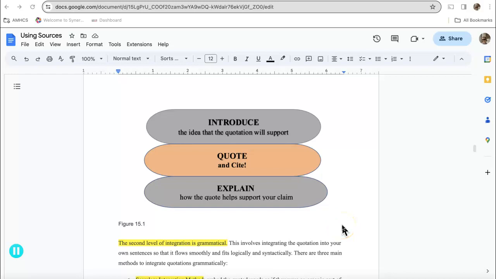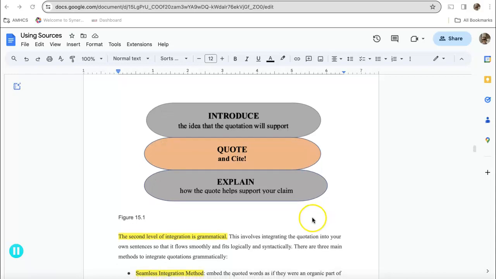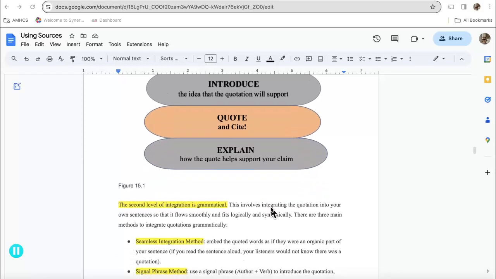Before your quotation, you introduce the idea the quotation will support. Then you'll have your quotation concluded by a citation. That's a parenthetical citation in both MLA and APA. And then you're going to have your explanation. Sometimes in our programs we call this commentary or analysis. But the point here is you explain how the quote helps support your claim.